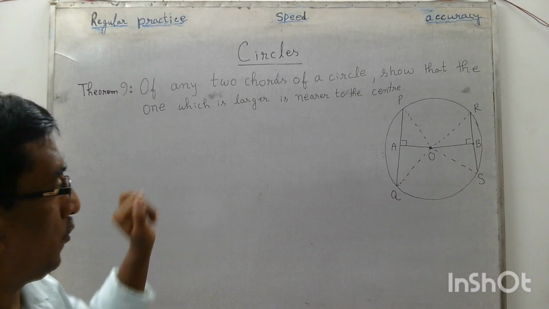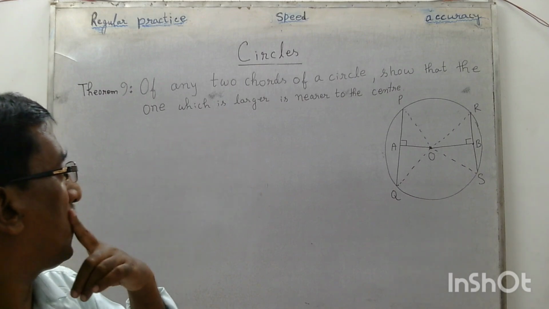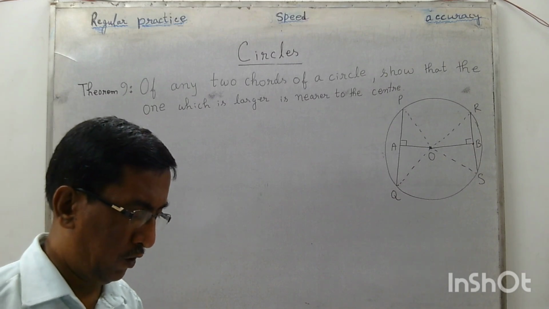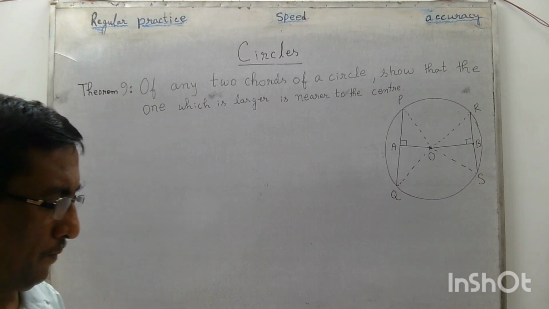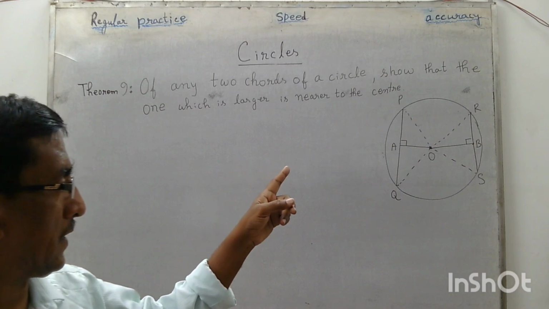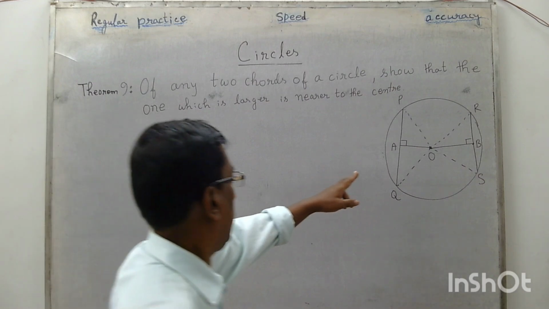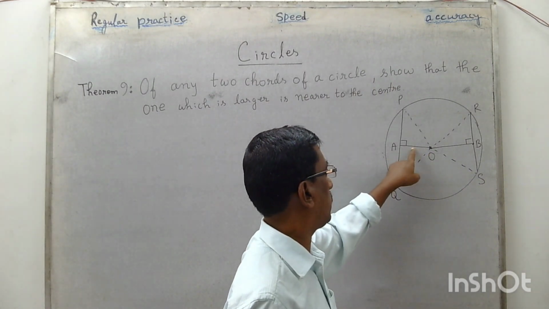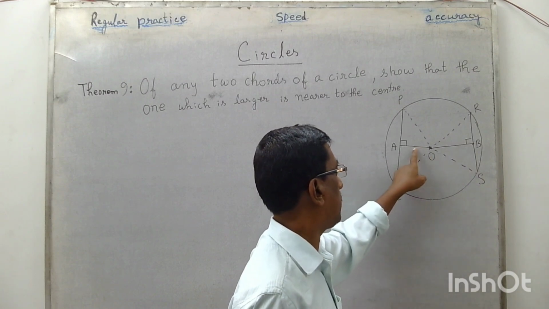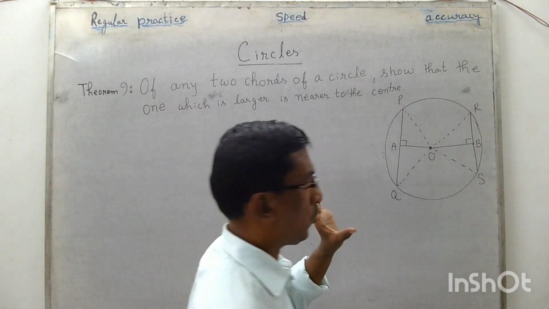Now we have to prove that PQ is greater than RS. That means OA is less than OB. अगर ये सेंटर के ज्यादा नजदीक है तो ये छोटा होगा, ये दूर में है तो ये बड़ा होगा. So we have to show that this is less than OB. ये थोड़ा टिपिकल है.